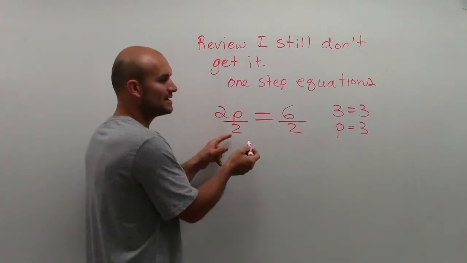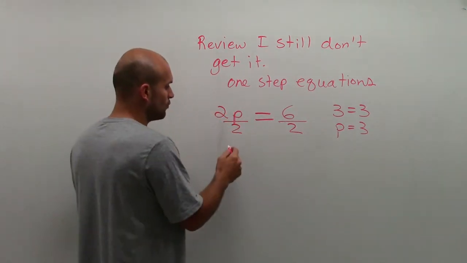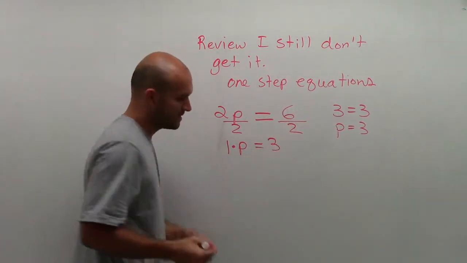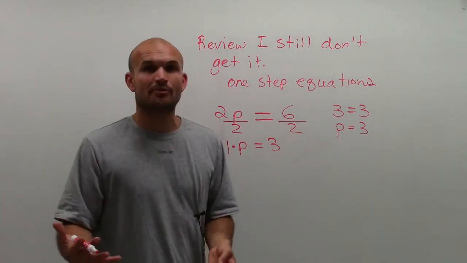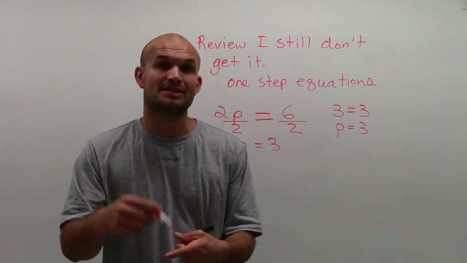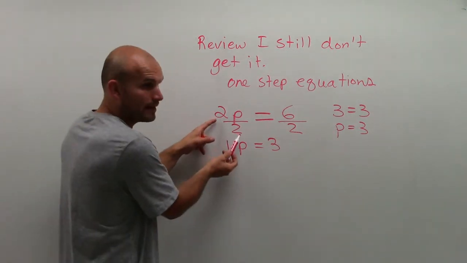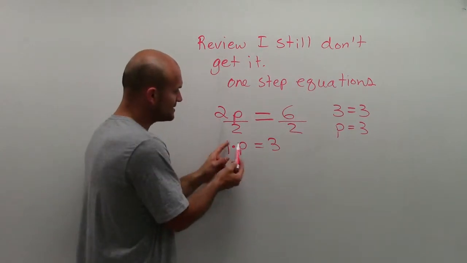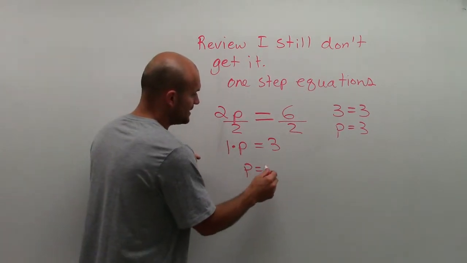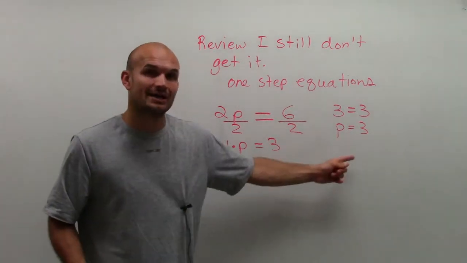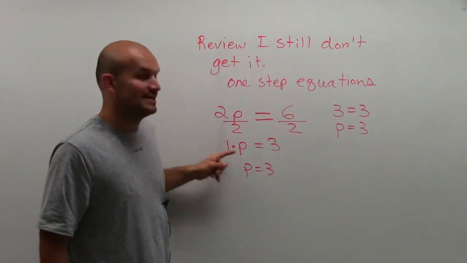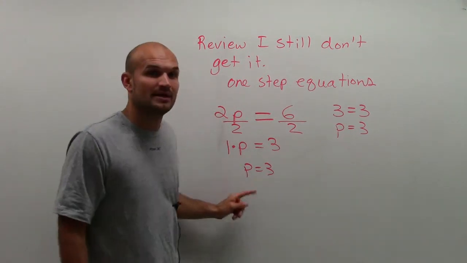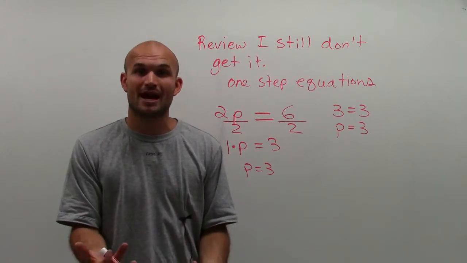So 2p divided by 2 gives us 1. 1 times p equals 6 divided by 2 equals 3. So it's really important, the reason why we use inverse operations. Inverse operations of multiplication and division are going to give you a 1. These produce a 1, and that's so important because 1 times p is p, equals 3. So I can see that value equals 3. So that's why it's so important to use your inverse operations to get to 1, because 1 times p is p. Now the inverse operations for addition and subtraction get us to 0.